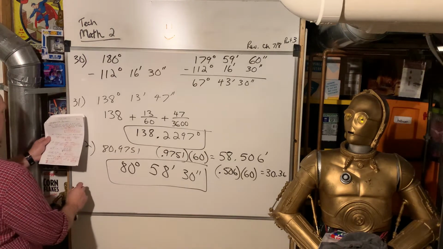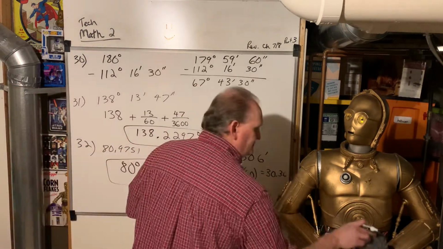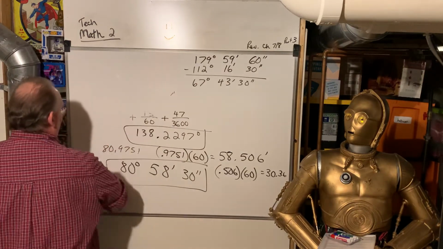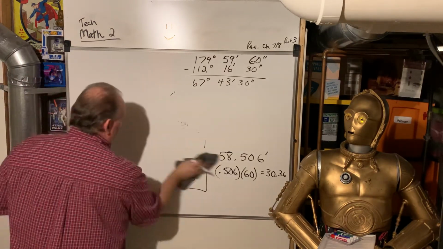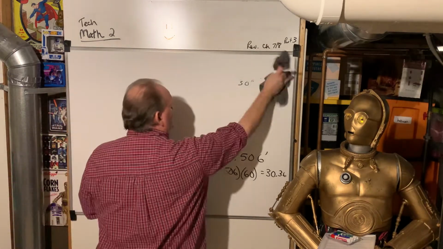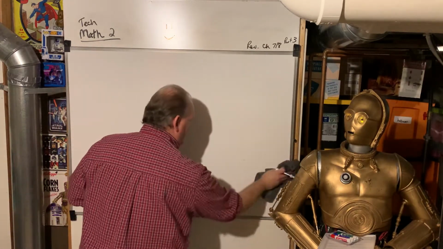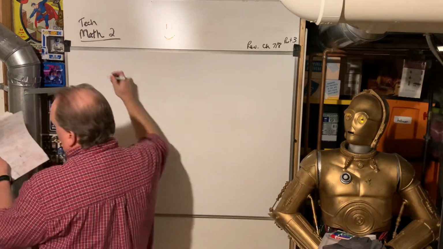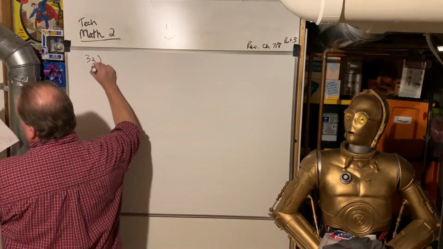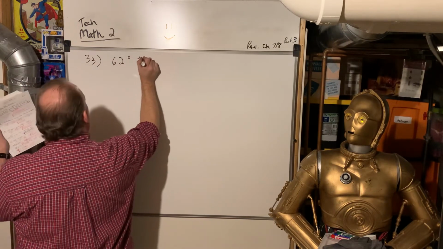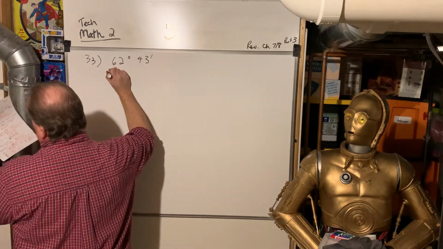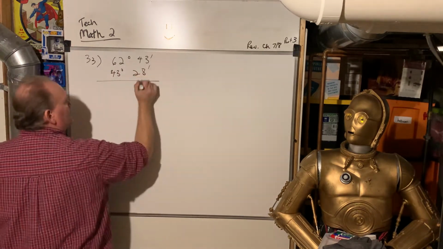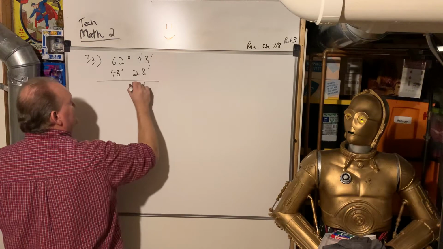33, they just want us to add them. Let's add them. And then they just want us to find the sine and the cosine. And again, if you want to type them into your calculator, feel free. And on the work, you can just say calculator. So 33 was 62 degrees, 43 minutes, plus 43 degrees, 28 minutes. So we add those up, we get 11, carry the 1, 5, 6, 71 minutes.